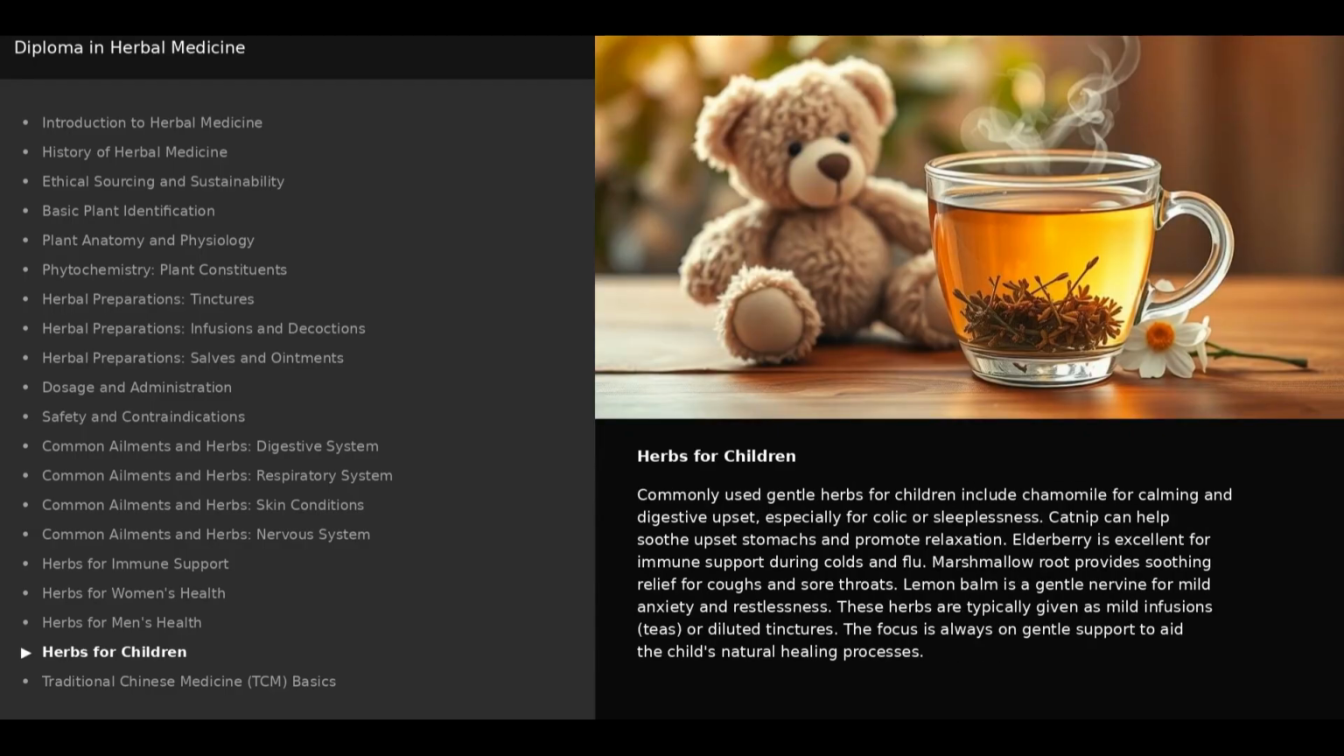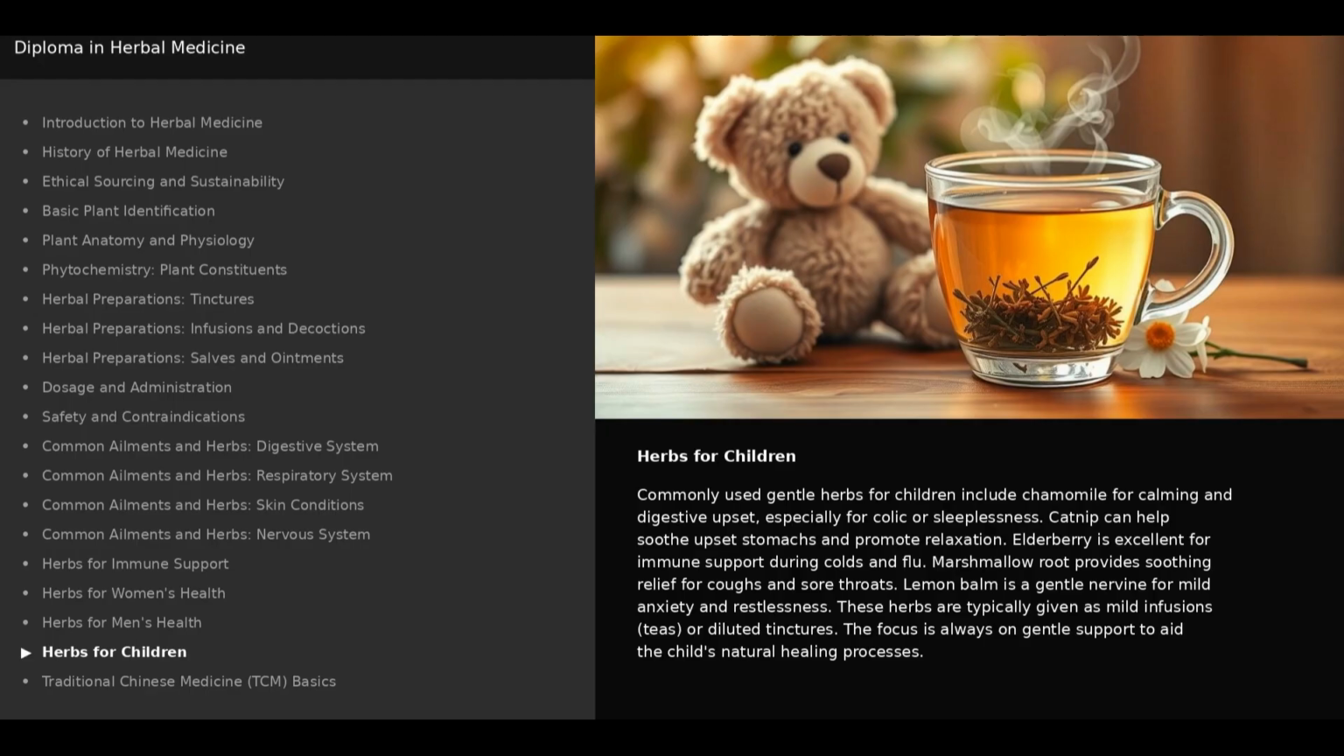Commonly used gentle herbs for children include chamomile for calming and digestive upset, especially for colic or sleeplessness. Catnip can help soothe upset stomachs and promote relaxation. Elderberry is excellent for immune support during colds and flu. Marshmallow root provides soothing relief for coughs and sore throats. Lemon balm is a gentle nervine for mild anxiety and restlessness.